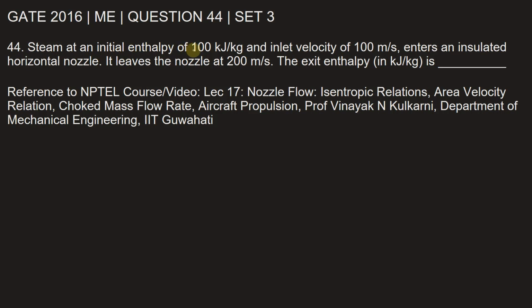Steam at an initial enthalpy of 100 kilojoule per kilogram and inlet velocity of 100 meter per second enters an insulated horizontal nozzle. It leaves the nozzle at 200 meter per second. We need to calculate the exit enthalpy in kilojoule per kilogram.